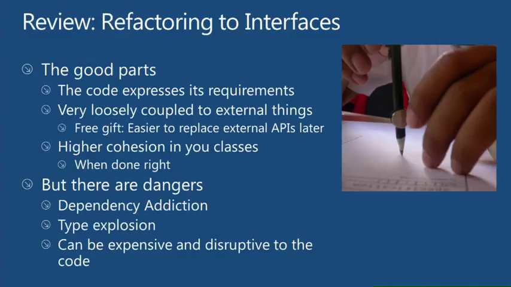And our classes become much more cohesive. Cohesive is that single-mindedness. It does one thing when you do this correctly. But there are a couple of dangers you have to watch out for. One is a thing I call dependency addiction. This is when you have a class who suddenly has 6, 7, 8, 9, 10 interfaces that it depends on.